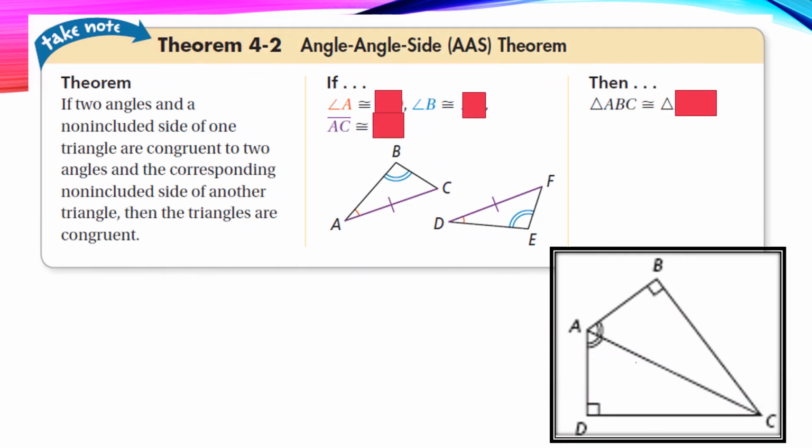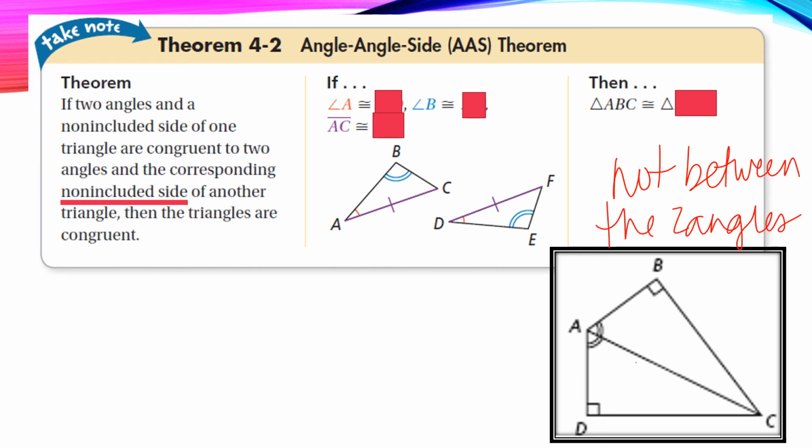Okay, then theorem 4-2 is the angle, angle, side theorem. If two angles and a non-included side, so that means it's not between the two angles, are congruent to two angles and the corresponding non-included side of another triangle, then the triangles are congruent. So non-included means it does not have to be between the two angles. So you have A is congruent to D, B is congruent to E, and then AC is congruent to DF. So that means the two triangles are congruent to each other.